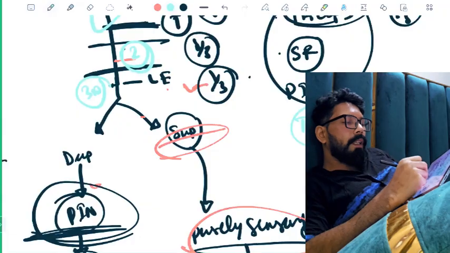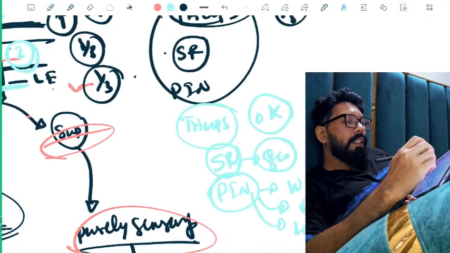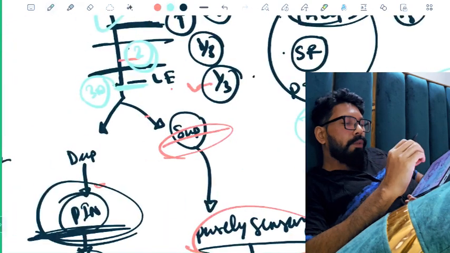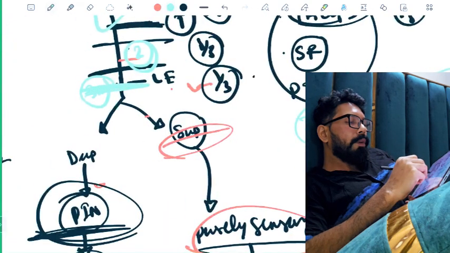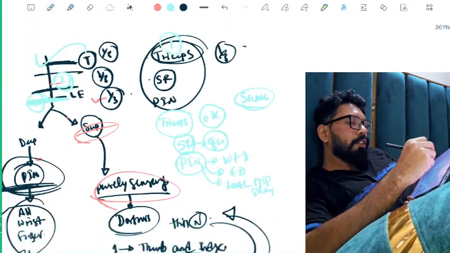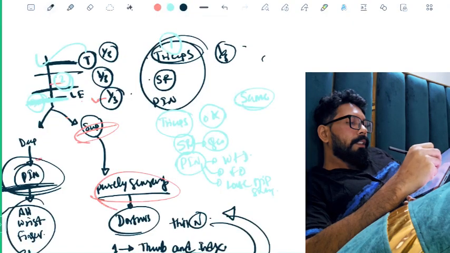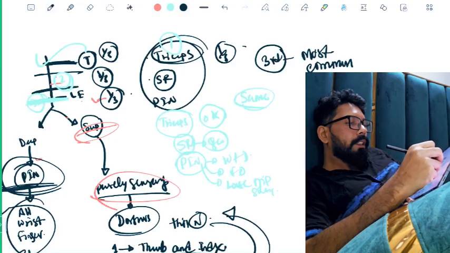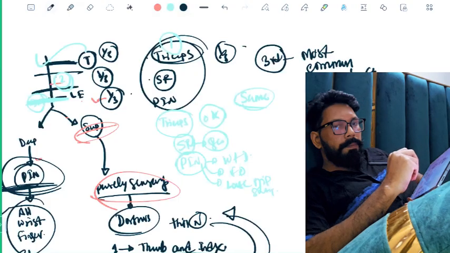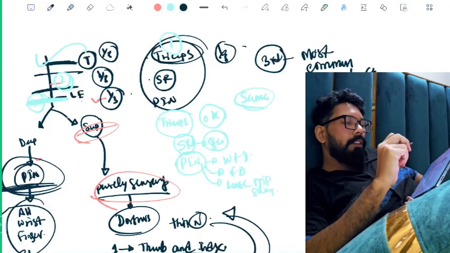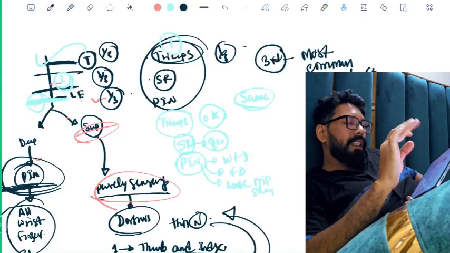Lower third injury is simple. So 2 and 3 will give the same manifestation. But in between these two, 3 is the most common type of fracture. Fracture of the lower third of the humerus is the most common type. So what are the things you need to know? Lower third is the most common type of fracture you will find in your exam and in your clinical life too.